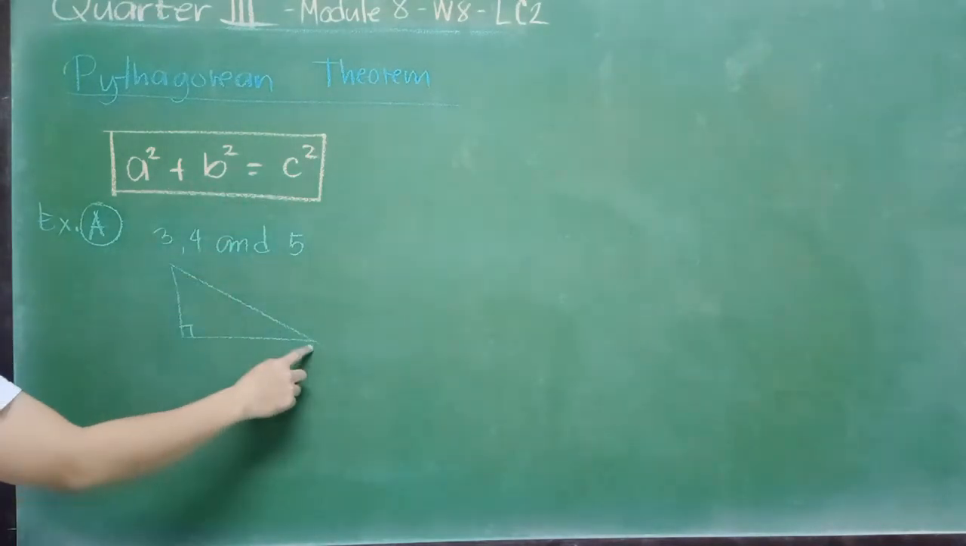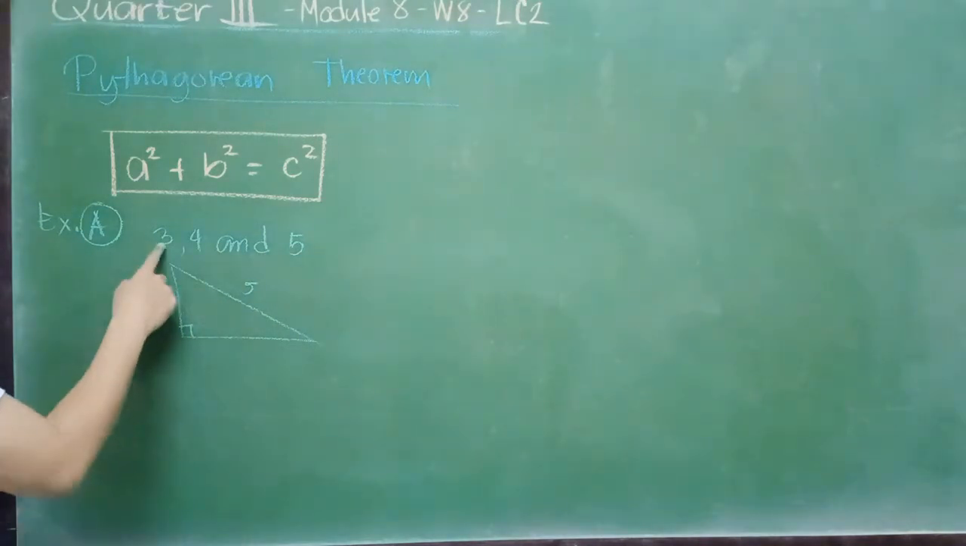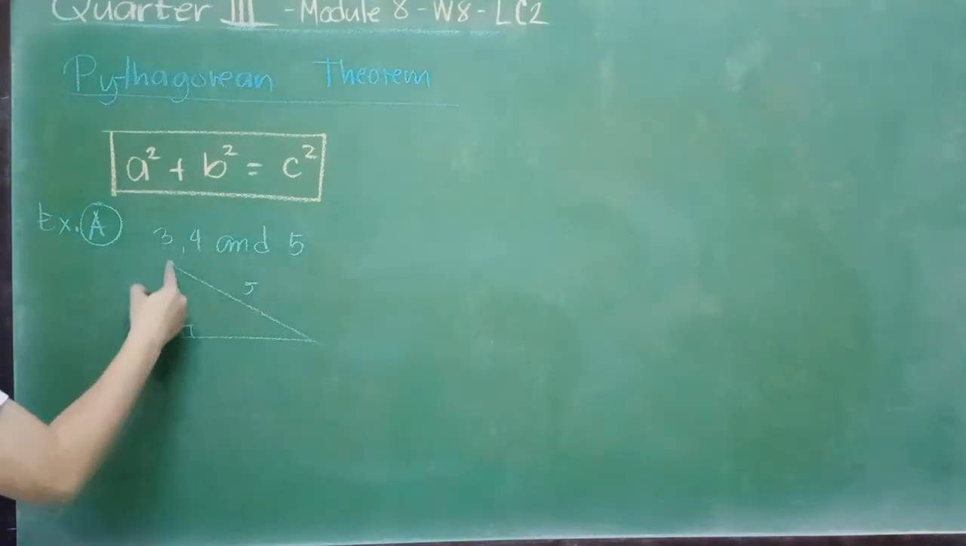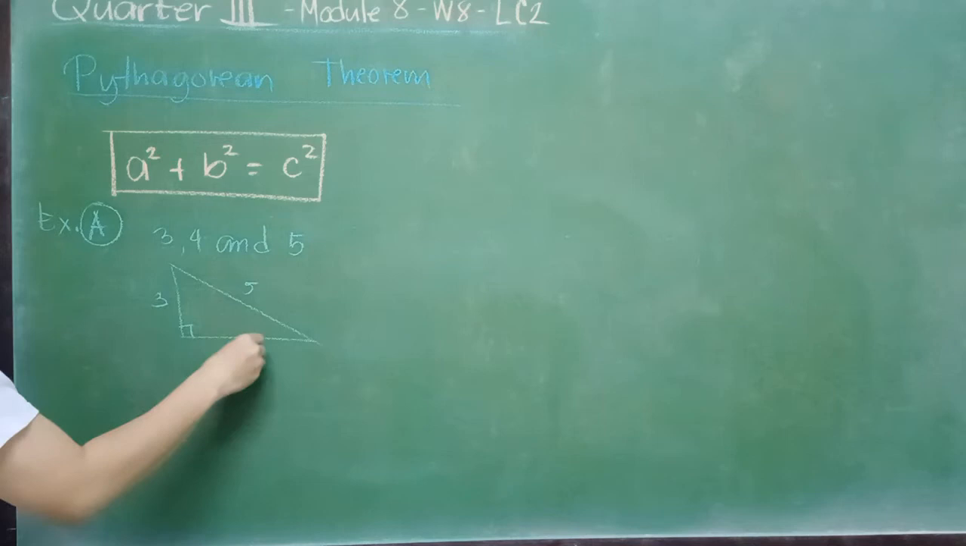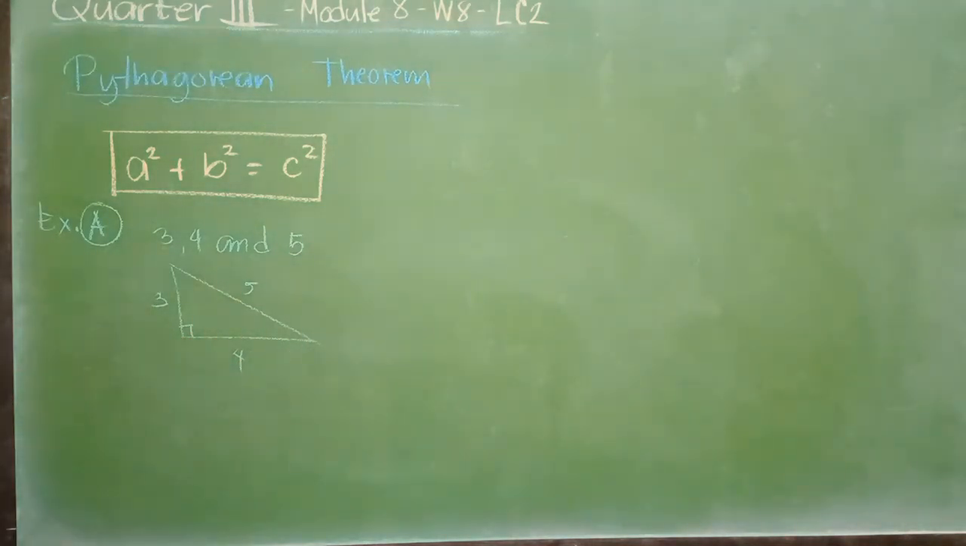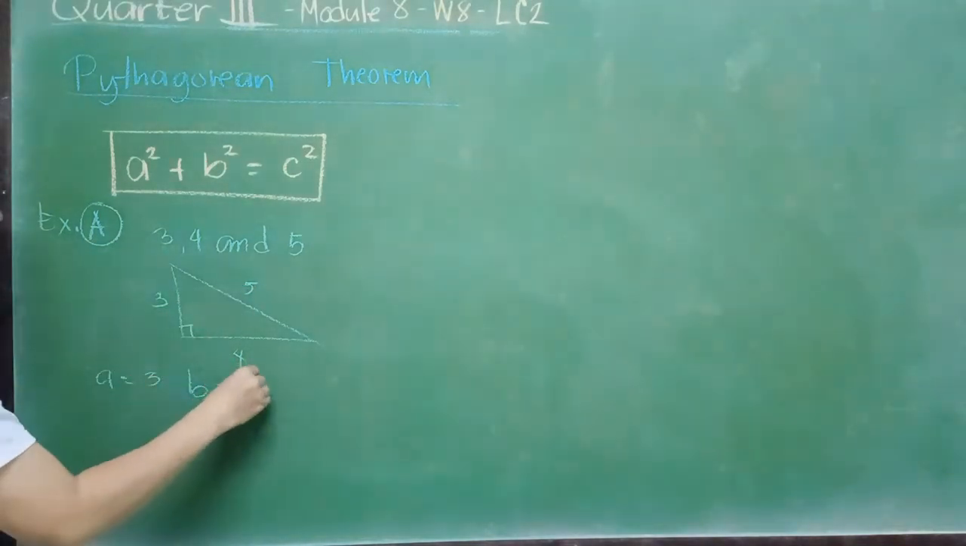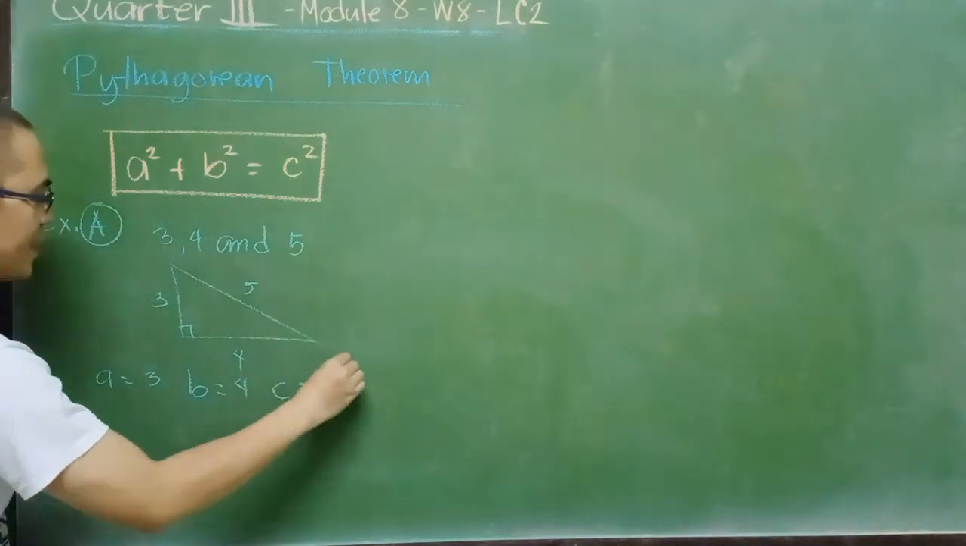So yung pinakamahabang side natin, sa kanya mapupunta yung 5. Yung pinakamaiksi, sa kanya mapupunta yung 3. Obviously, and then yung 4, yung middle distance, yung nasa gitna. So we have A, B, and then C. So for A, we have 3. For B, we have 4. For C, we have 5. Next.